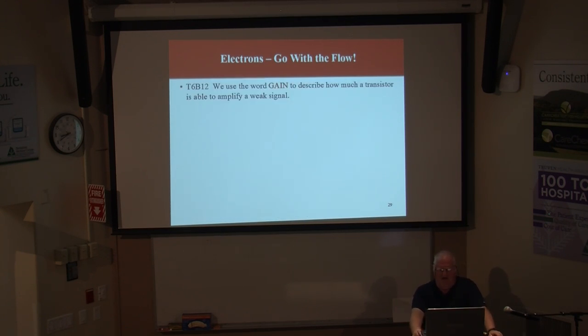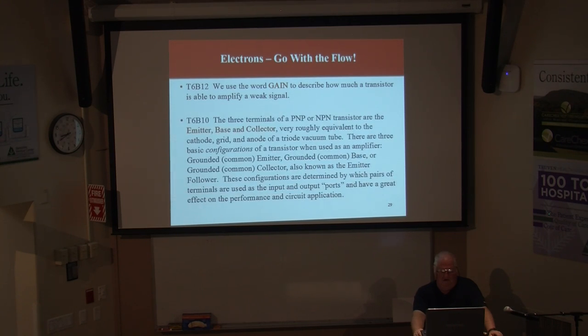We use the word gain to describe how much a transistor is able to amplify a weak signal. The three terminals of a PNP or an NPN transistor are the emitter, the base, and the collector. Those were shown in that last picture. Very roughly equivalent to the cathode, the grid, and the anode of a triode vacuum tube. And I haven't seen a tube in years.